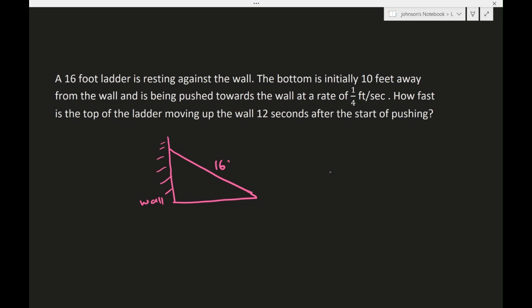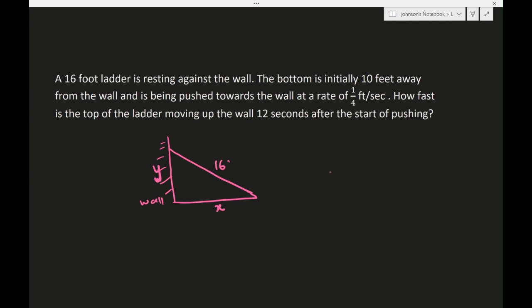Let's just say the distance from the wall to here, we call it x, and this distance we call y. All right, so what happened? It says the bottom is initially 10 feet away from the wall. That is the initial, and is being pushed towards the wall at a rate of 1/4 feet per second.